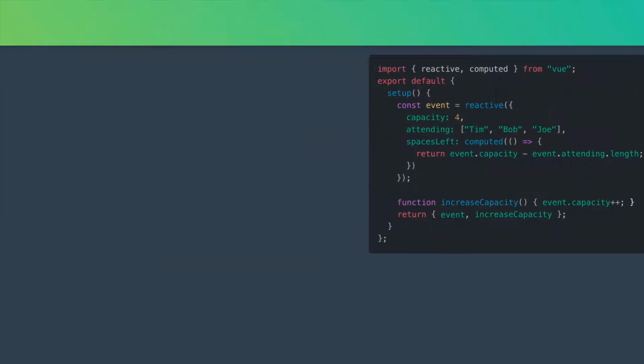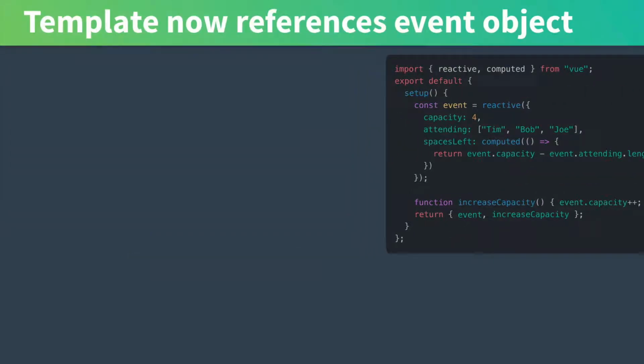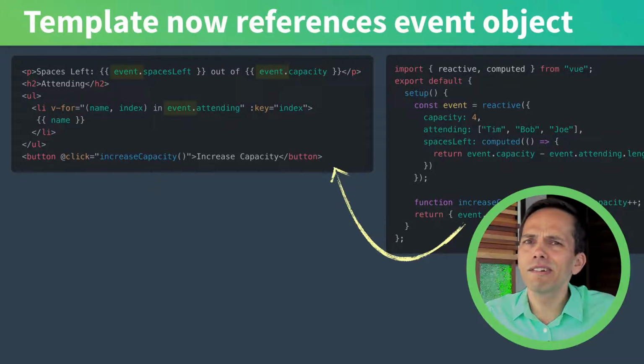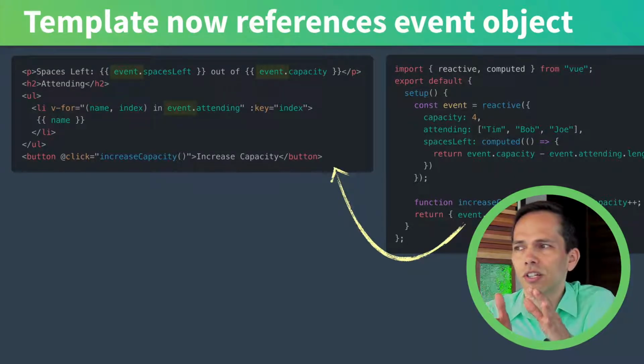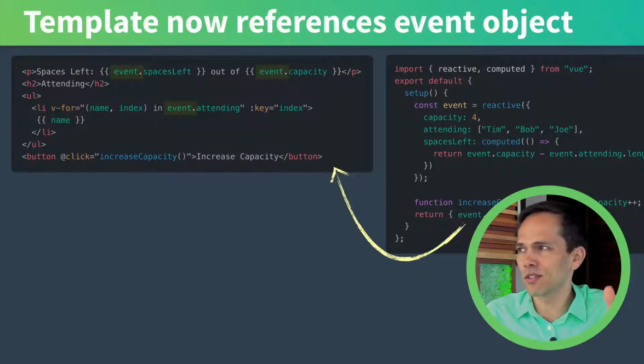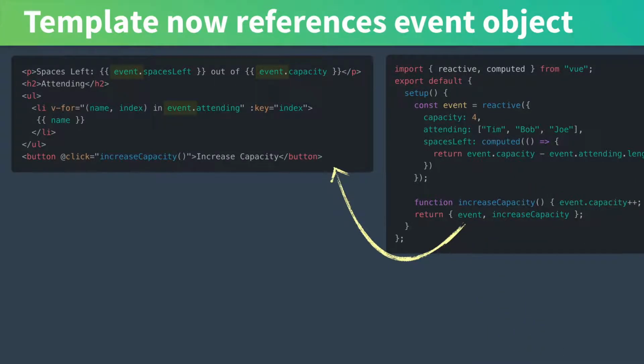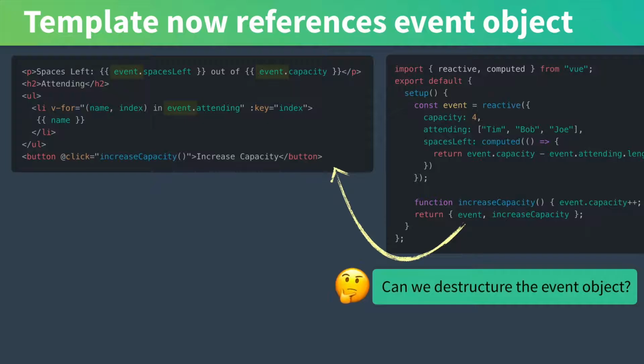Now, since we're sending the entire event object into the template, our template is going to look a little different. Notice here we have to specify event.event.event to access the properties on this reactive object. When I saw this code, I kind of didn't like it. I wanted to be able to destructure that event object into pieces so that in my template, I didn't have to say event.event.event. So I really wondered if I could destructure this event object so my template didn't have to have event. in it.